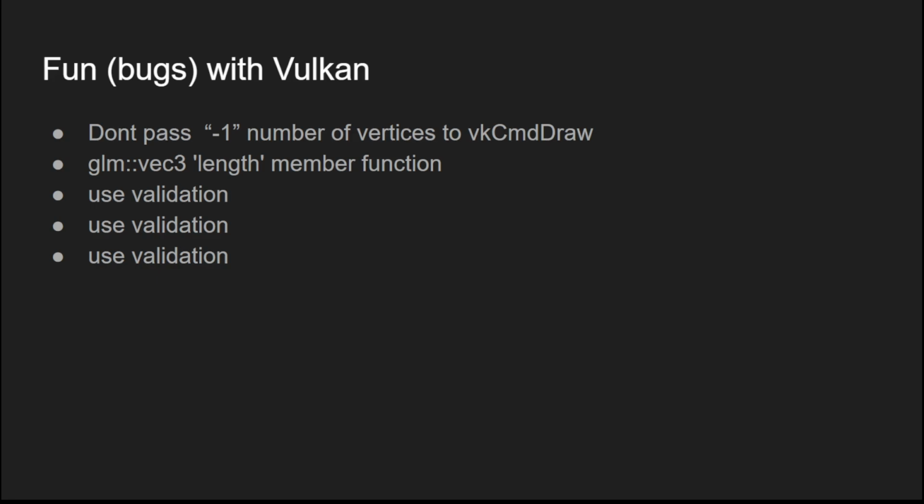Also, the length member of vec3 in GLM is a constant, which is kind of odd. And that constant turns out to be 3. This is quite a surprise.